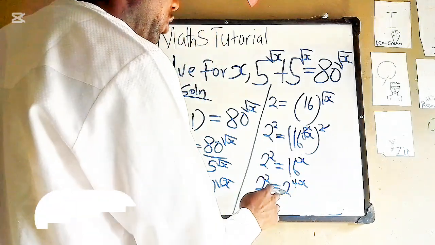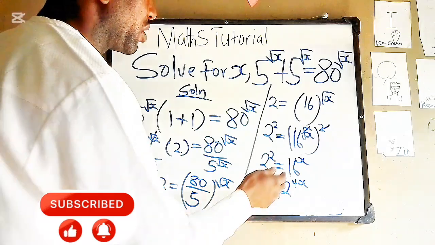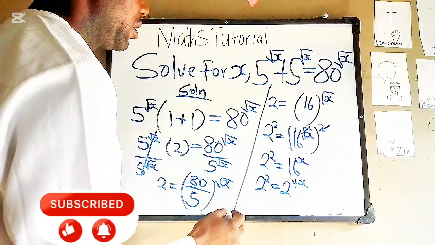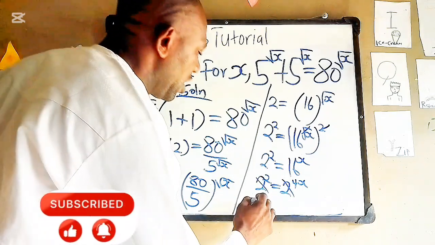How do we get this? Because 2 times 2 times 2 times 2 in 4 places will give us 16. And so we have 2 raised to the power of 4x. So when you cancel the base, we are left with 2.